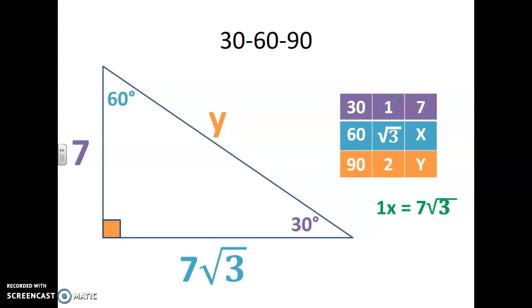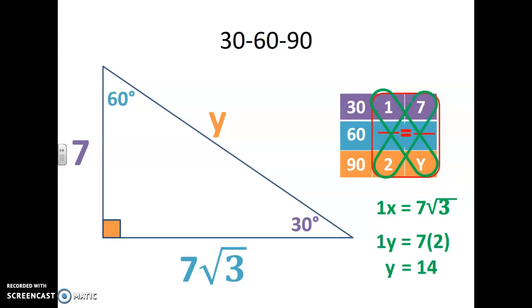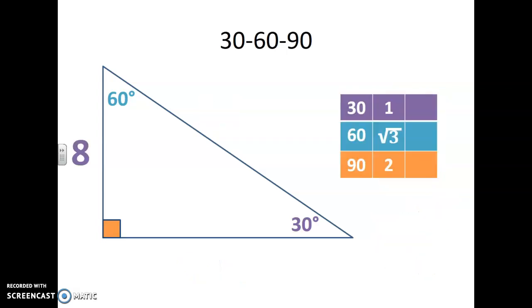Set up your next proportion. Now I'm going to use the first line and the third line. So you have 1 over 2 is equal to 7 over y. Cross multiply, 1 times y is equal to 7 times 2. So y is equal to 14. Okay, and try this one on your own.